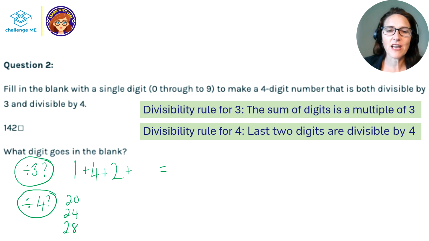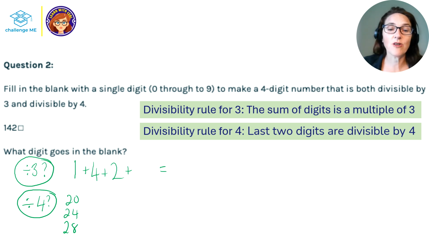So let's have a look. If we put the number 0 in here, then we get 1 plus 4 plus 2 makes 7, and 7 is not a number in the 3 times table. So let's look at the next one. So let's try a 4 there. 1 plus 4 plus 2 plus 4, that gives us 11. So again, no, it's not going to work.